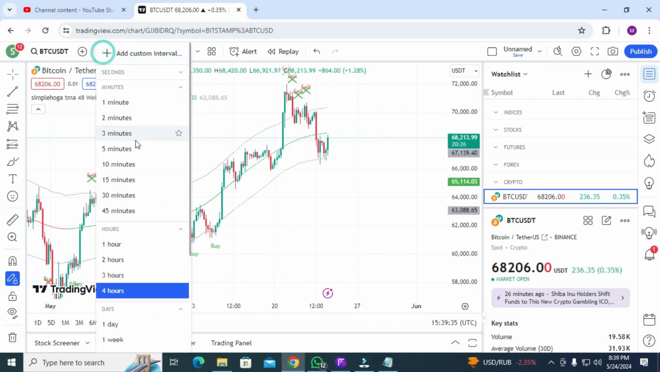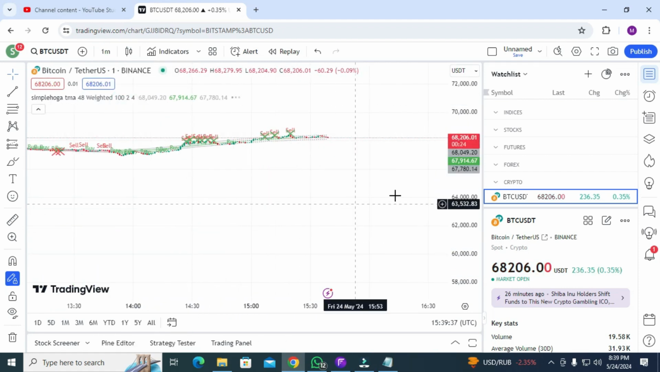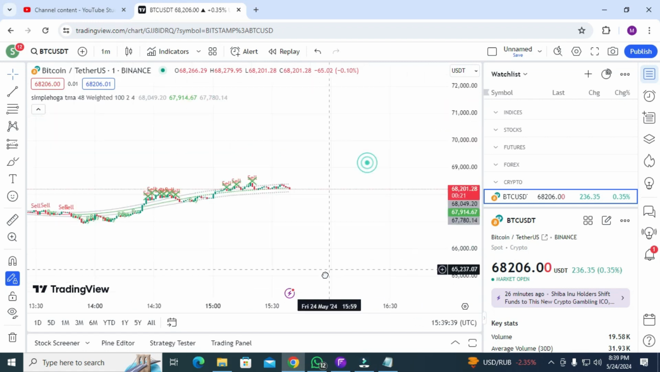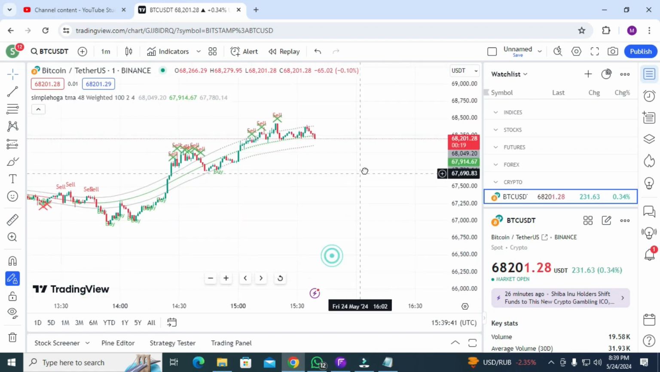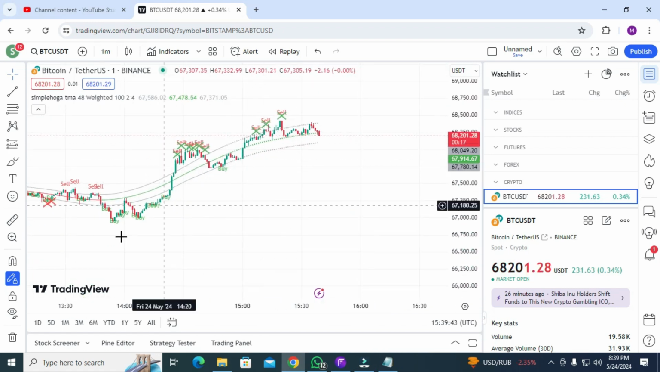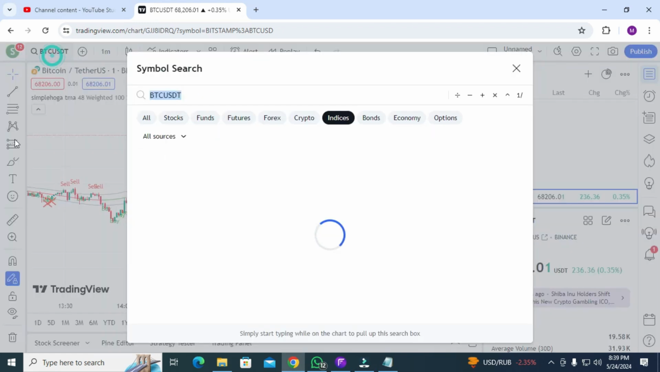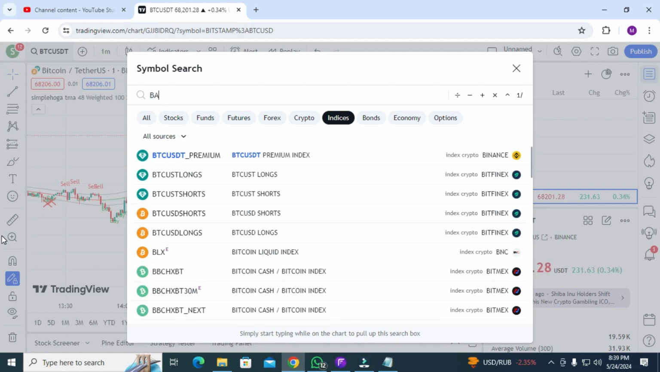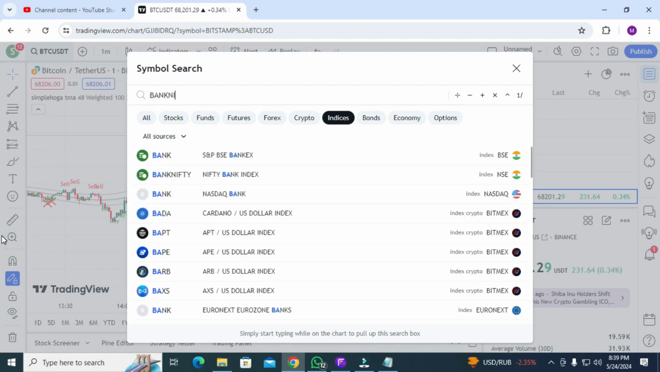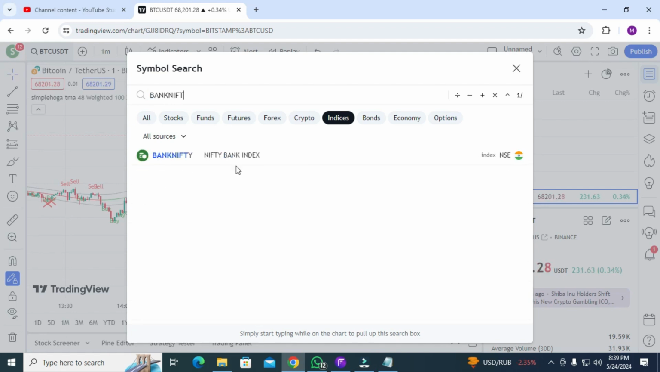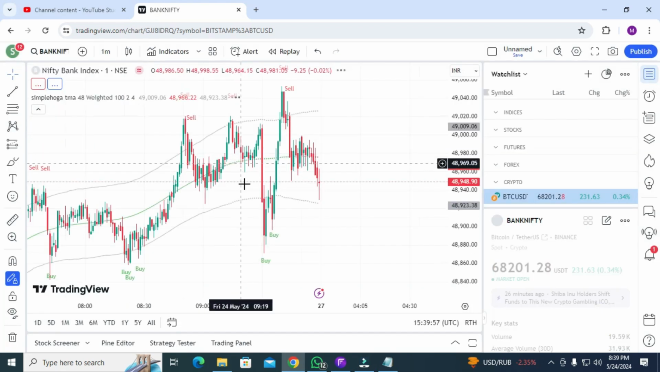In the 1-minute time frame, let's see. In the 1-minute time frame, you are not getting any signal. When you get the buy signal, it is a perfect buy trade. Okay, and let's move to Bank Nifty, then I will move to some indices and stocks.